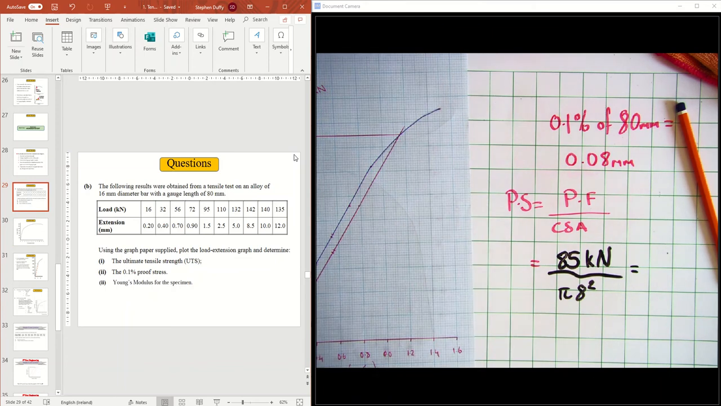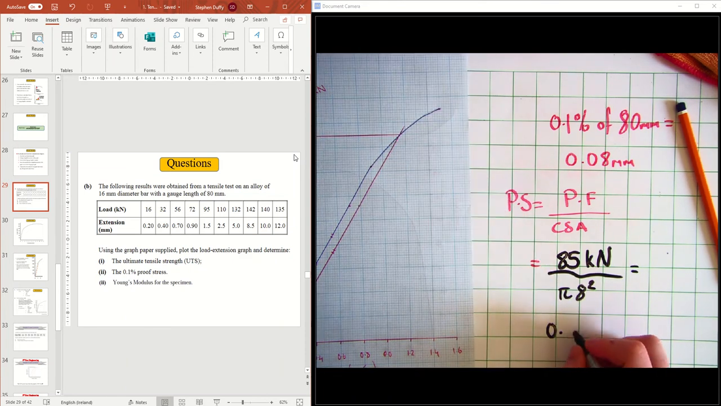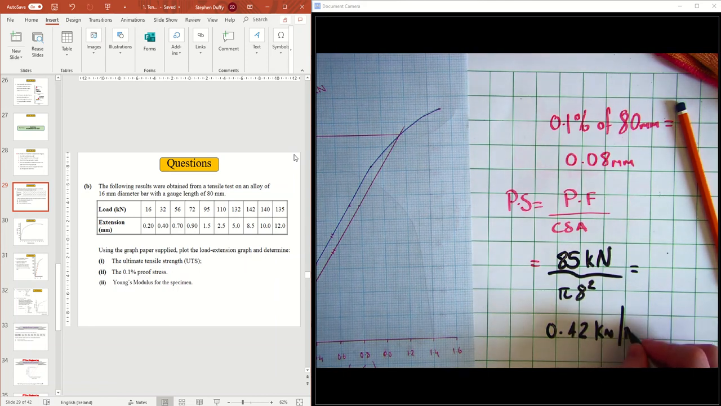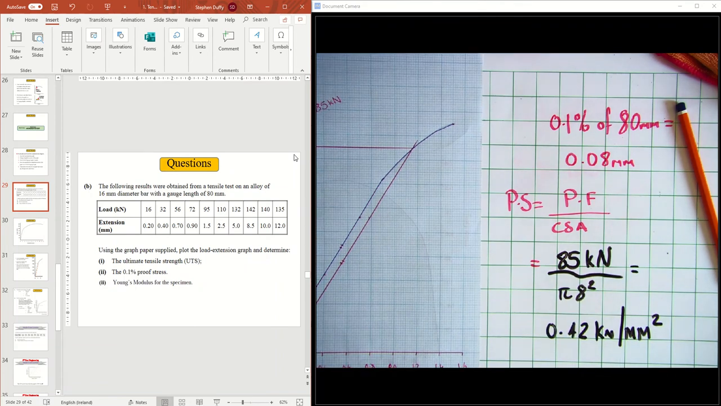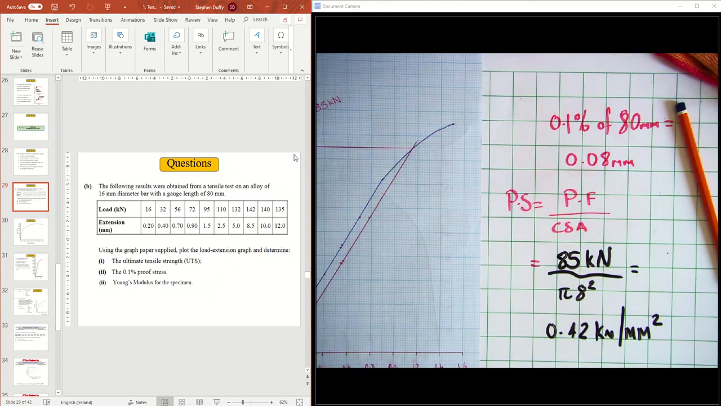Multiply that out, and we get 85 divided by that, and we're going to get 0.42 kilonewtons per millimeter squared. Okay, and that's how we find 0.1% proof stress on a load extension diagram. It's a little bit different for the stress strain diagram. It's a little bit simpler in the stress strain diagram, but this is how you find it for a load extension diagram.